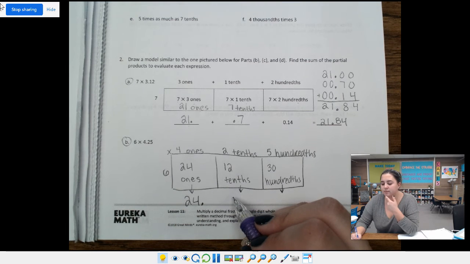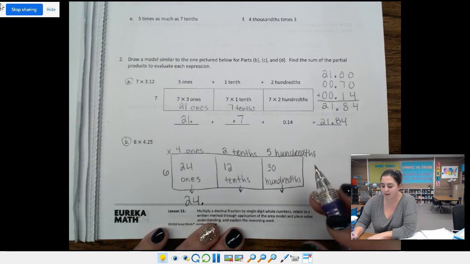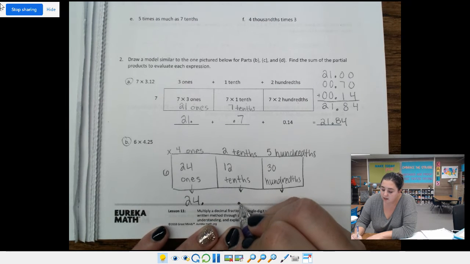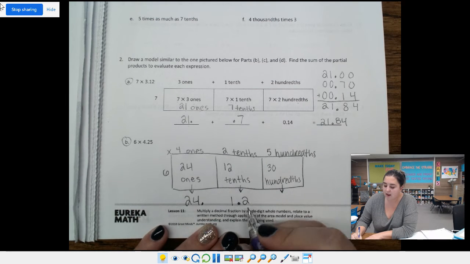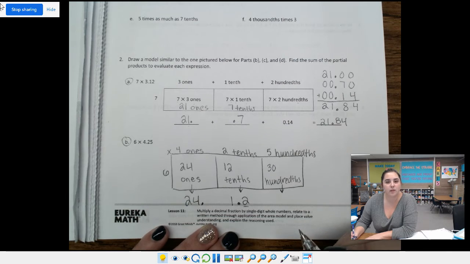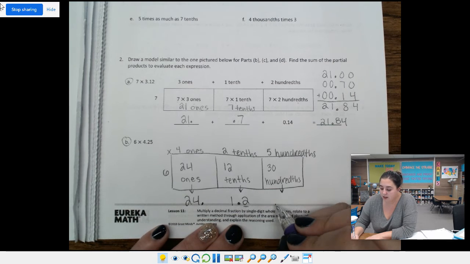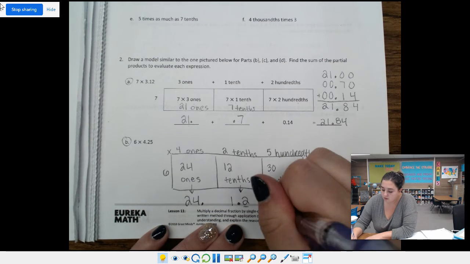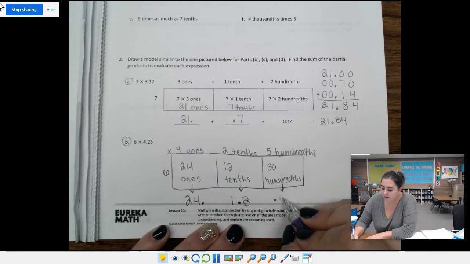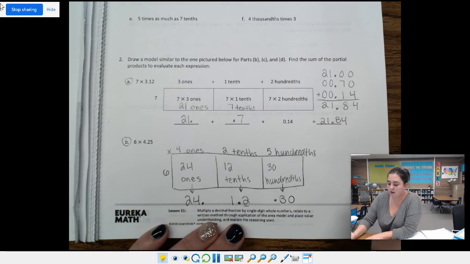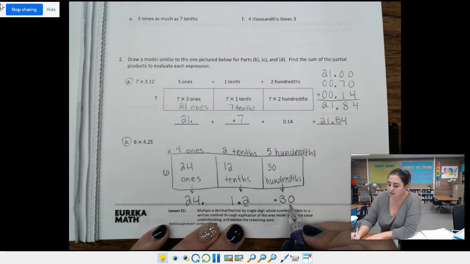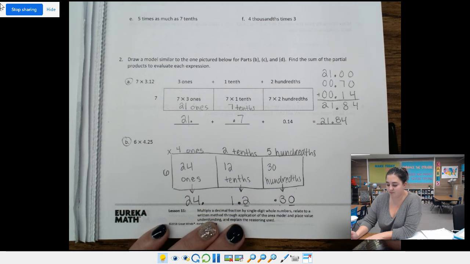12 tenths, that sounds familiar. I feel like we did that at some point. Is going to be a 12 that ends in the tenths place. So the 2 is in the tenths. The 1 gets bumped into the ones place. And 30 hundredths, I would have 0 ones, but I'd have 3 tenths and 0 hundredths. That way this 30 is ending in the hundredths place.